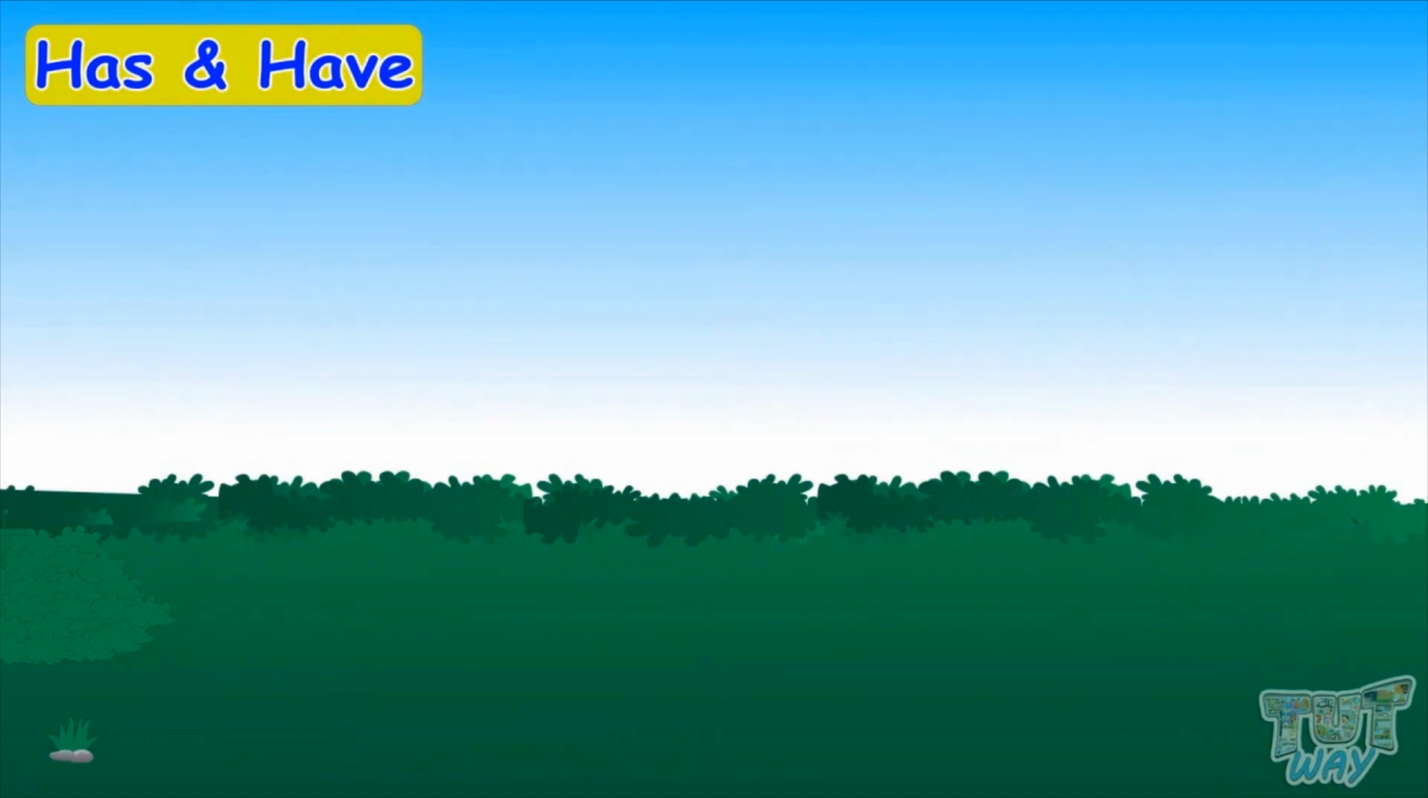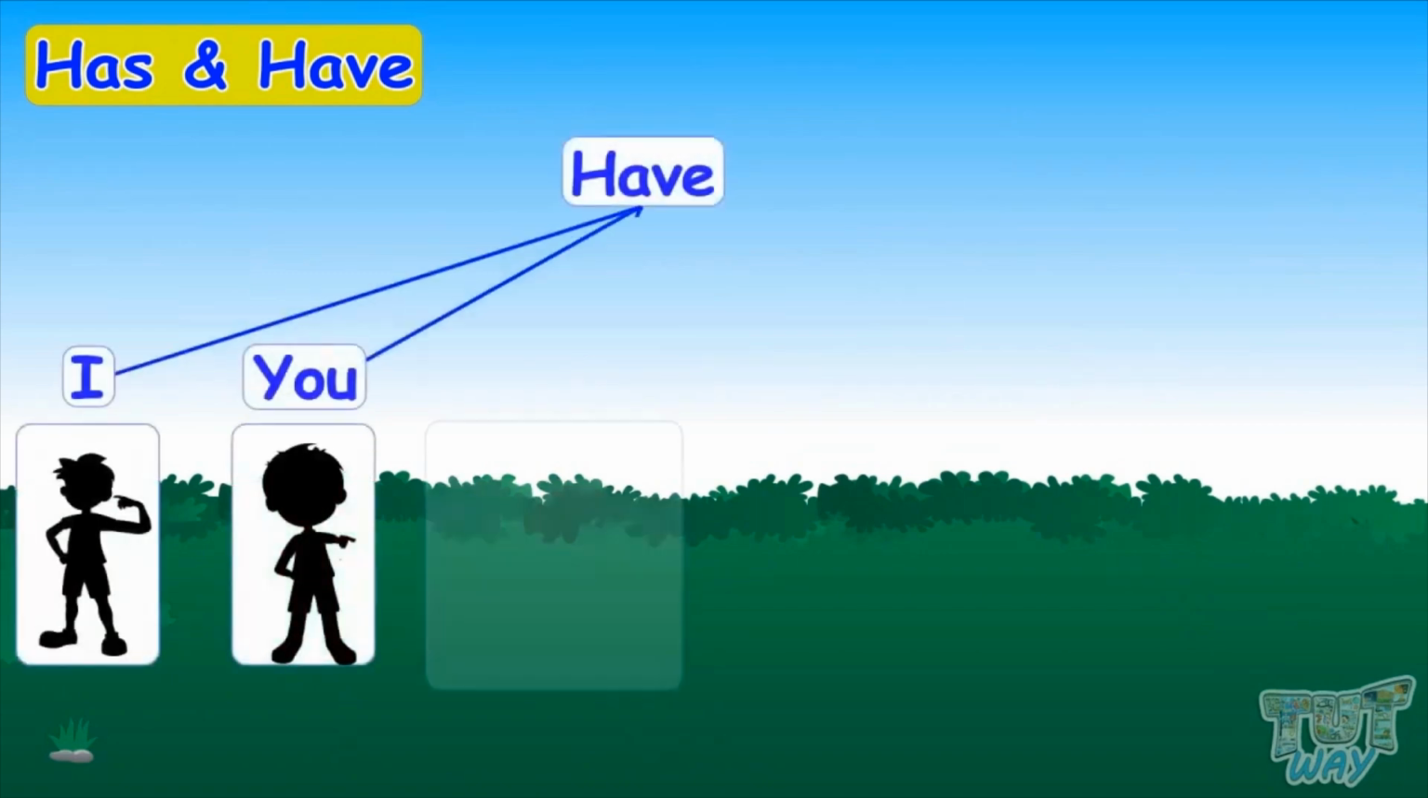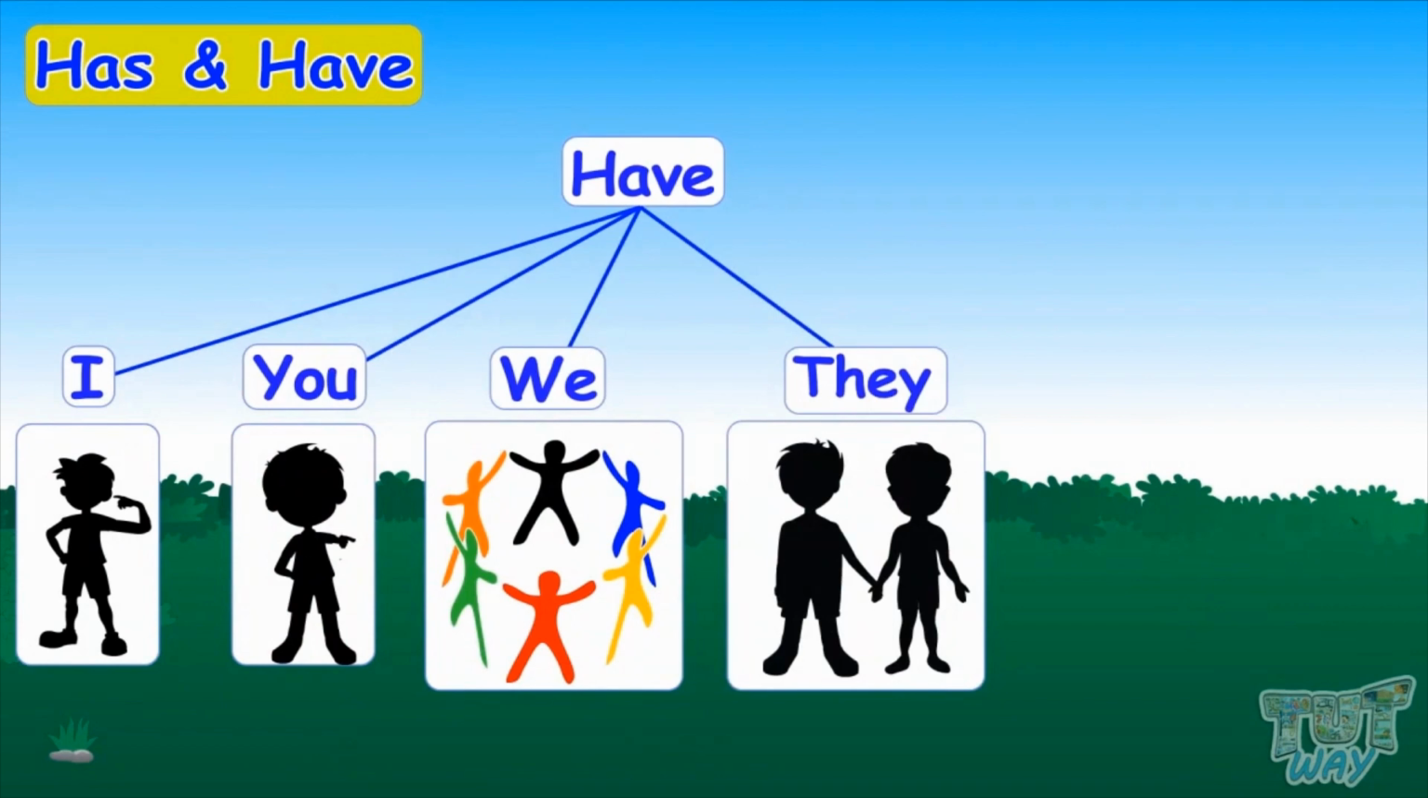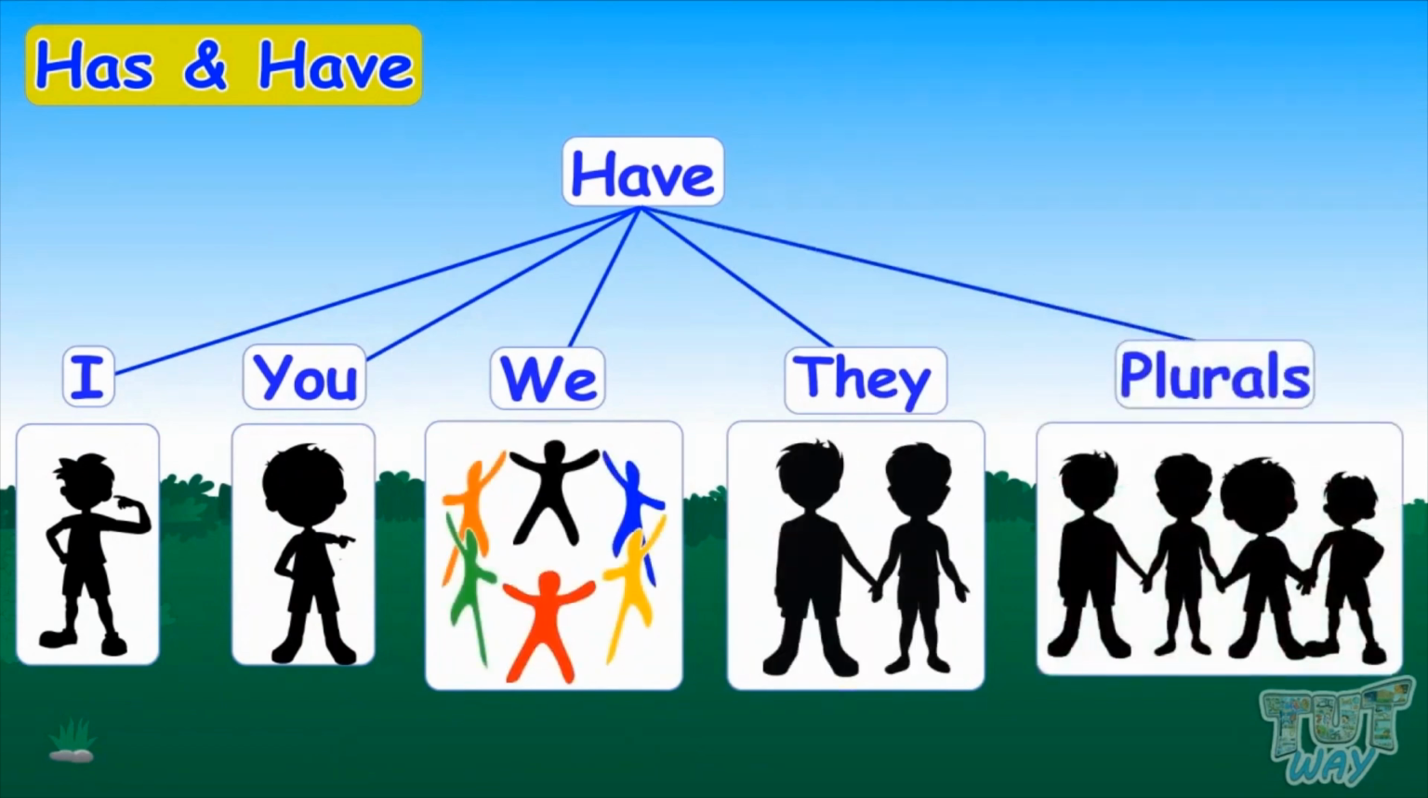Let's learn more about these. Have is used with I, you, we, they, and all the plurals. That is, more than one thing, animal, or a person. And also with I and you.